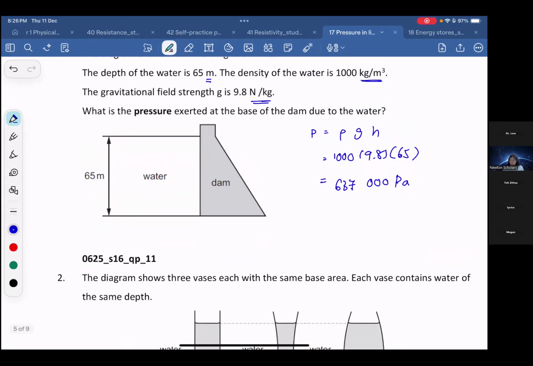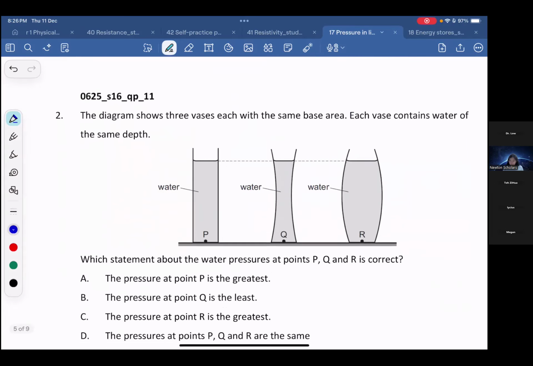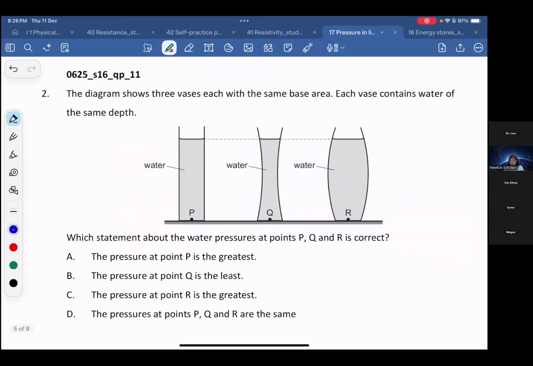Correct. Okay, next, here. We have 3 containers with the same base area. So here is the same. Okay, here same depth. The keyword here is same depth. Which statement about the water pressure at points P, Q, R is correct? So read it and then tell me which point actually has the largest pressure, or actually they are the same.